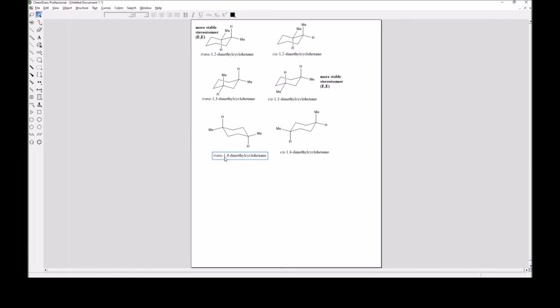In the last comparison, this is trans 1,4-dimethyl cyclohexane, and this is cis 1,4-dimethyl cyclohexane. This is axial and equatorial, whereas the trans is equatorial and equatorial. So in this case, the trans happens to be the more stable stereoisomer. And usually at this point, when I write all this on the chalkboard, a student raises their hand and says, so the trans is always more stable than the cis, at which point I give up.